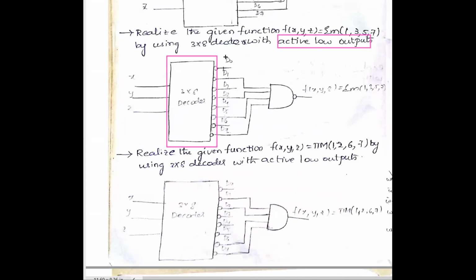That is, if you are getting an output, the output must be 0 and the remaining lines must be equal to 1. So how will the output appear here? Out of D0 to D7, only one line will be 0, and all the remaining lines will be 1. We will check the condition. Min terms 1, 3, 5, 7 are given. We are connecting D1, D3, D5 and D7 lines to the NAND gate.